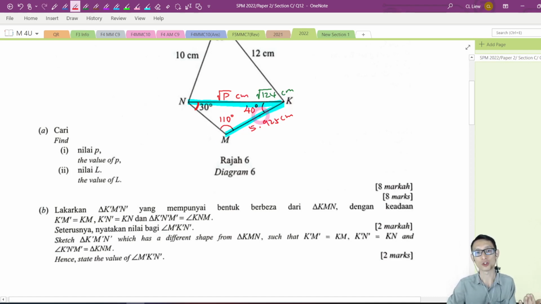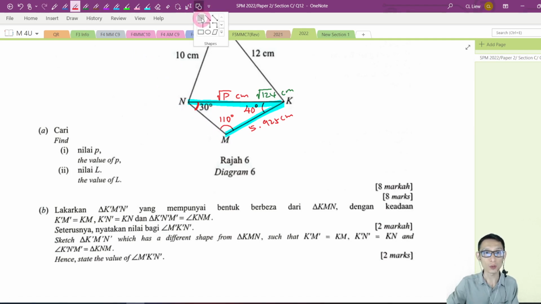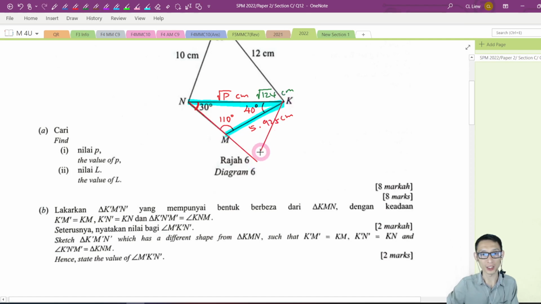So I'm going to move the shorter one. So the N and M we can change. We can extend it. So what we are going to do, I'm going to extend this line, and this MK, I move it over here. Okay, so this is the triangle that we need to draw for this part B. You need to draw this triangle. Okay, so the M prime is over here. This is N prime, this is K prime.